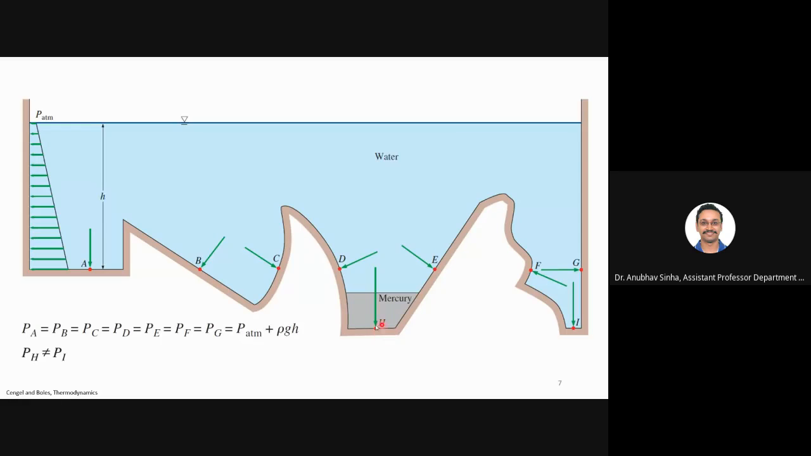Now here we have mercury. H and I are also at the same depth, but the liquid is different, so we cannot equate them. The pressure will be different for both of them. Now let us see how we calculate pressure for this type of configuration.